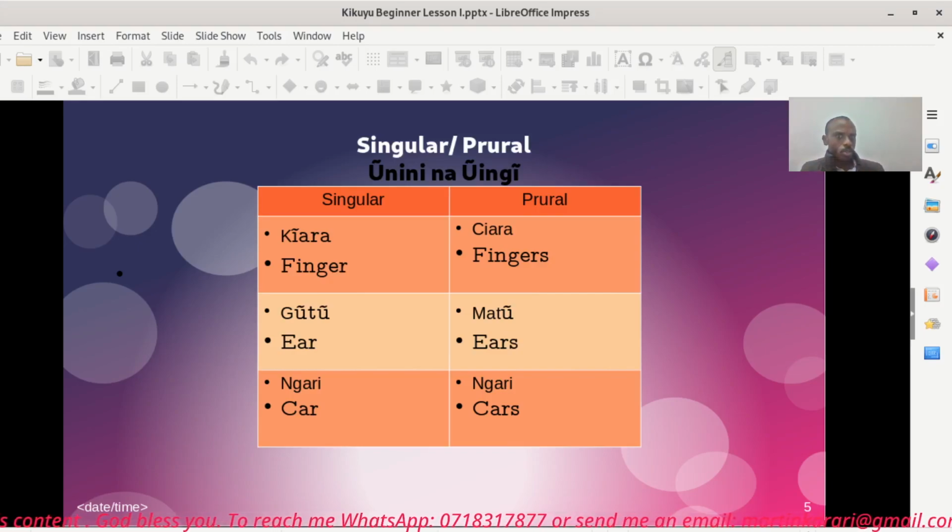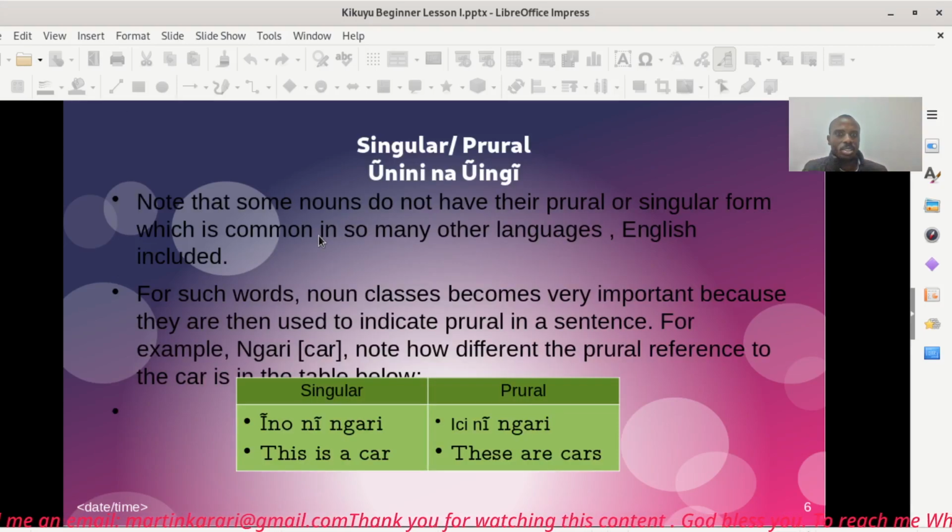Gari. When there are many, gari. Let's say car, cars. Gari, gari. How do you know the difference? Let's go to the next so that you can understand what is going on.